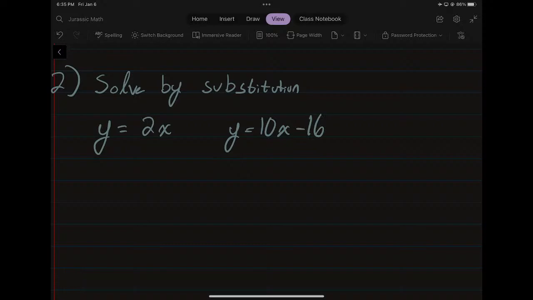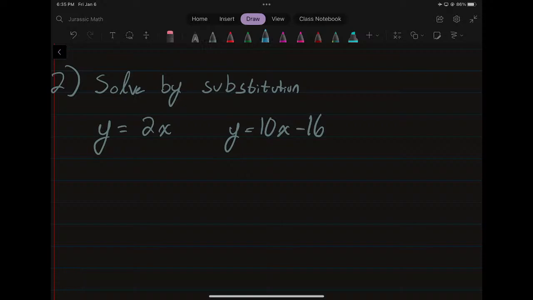Now, since both of these equations have the letter y by itself, we're just going to set them equal to each other. What I mean by that is this blue circle represents the letter y. I'm going to substitute it in for this y. So instead of that y, I'm going to put 2x equals 10x minus 16. I'm doing that because I can't solve a problem when there are 2 variables.